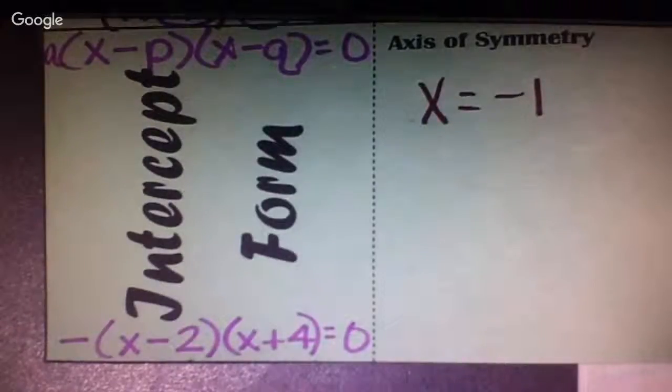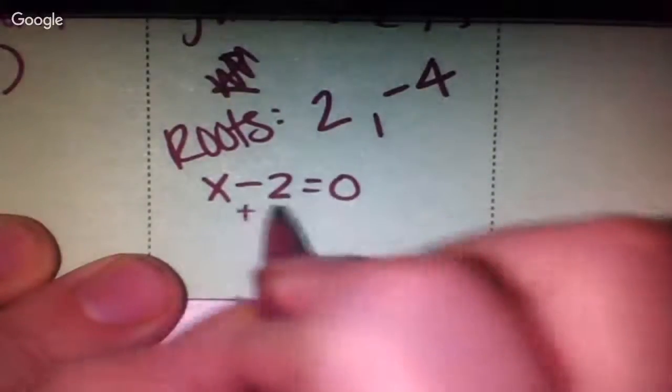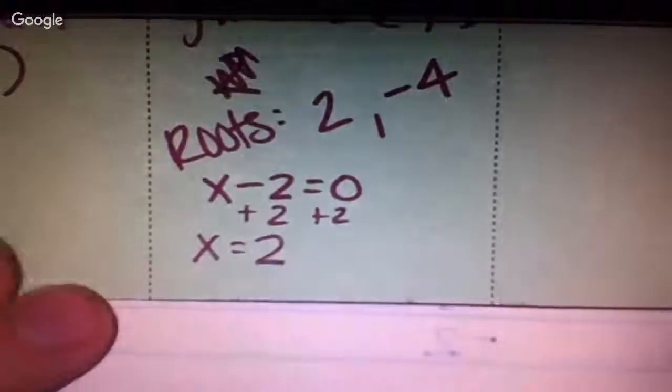Okay, as soon as you get intercept form, which is what you do when you factor, the way to actually get these roots, so we have x minus 2. You would set that equal to 0 and then solve for x. So you would add 2 to both sides, which is why you get x is positive 2.